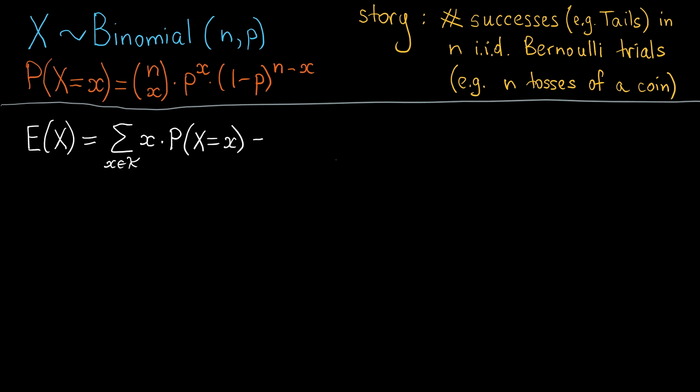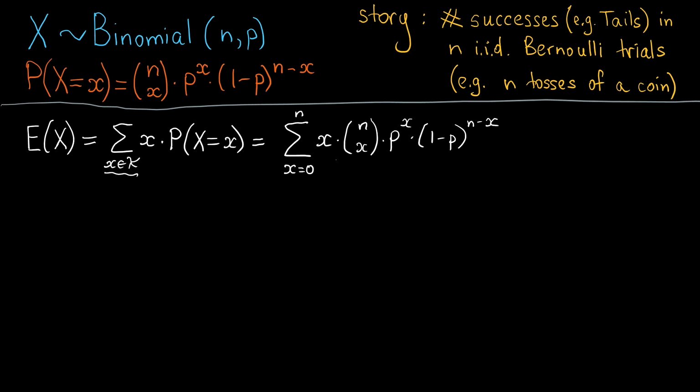Okay, now let's replace the expression for the PMF in here: n choose x times p to the power of x times 1 minus p to the power of n minus x. And instead of the generic index going over the entire support of x, let's think about what the support of x is here. We know that x can go from 0 to n in integers in increments of 1. So therefore x will go from 0 to n. Okay, so this is the expression we're trying to evaluate.